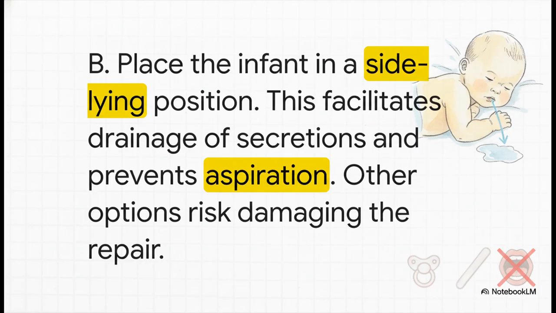Right after this surgery, your two biggest goals are to prevent aspiration and protect that brand new suture line. By placing the infant on their side, you're using gravity to help any blood or mucus drain out of the mouth instead of down their throat. Now look at the others. A, C, and D all involve putting something in the mouth, and any of those things could tear the stitches and ruin the surgical repair.